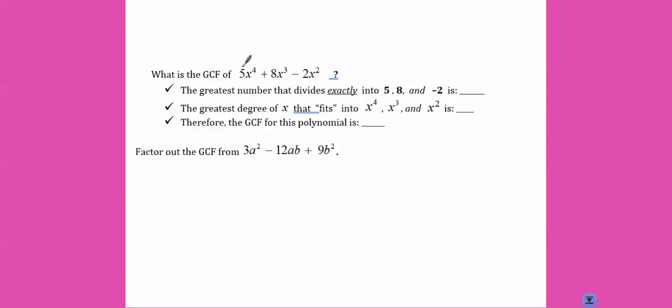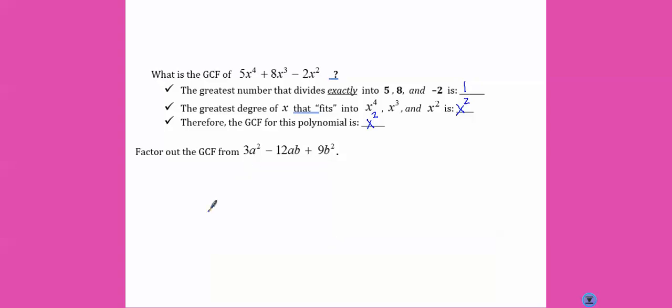What about the GCF for 5x to the 4th plus 8x cubed minus 2x squared? The greatest number that divides into 5, 8, and negative 2 is just 1. And the greatest degree that we can take from x to the 4th, x cubed, and x squared would be x squared. So our GCF is 1x squared, or just x squared.